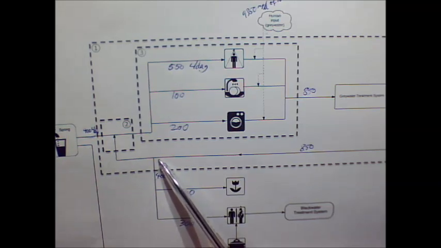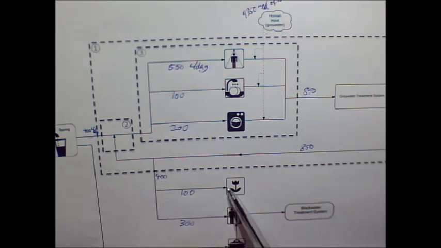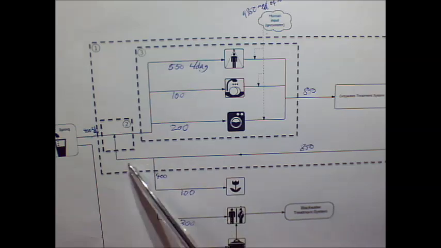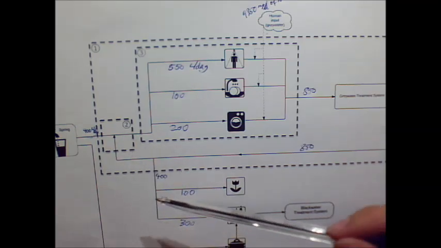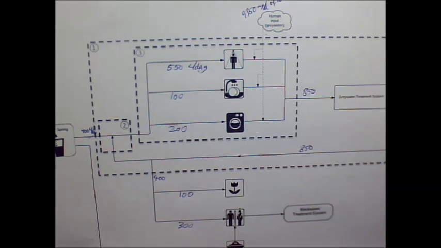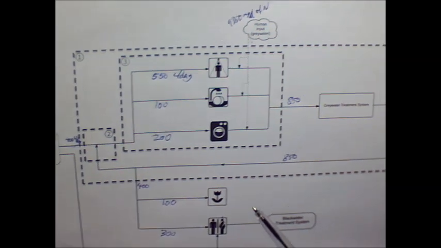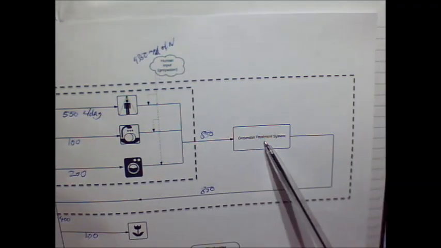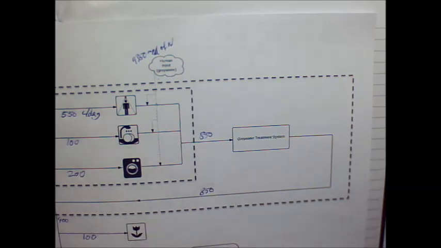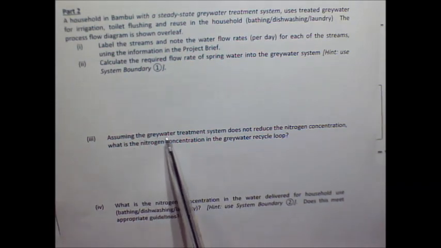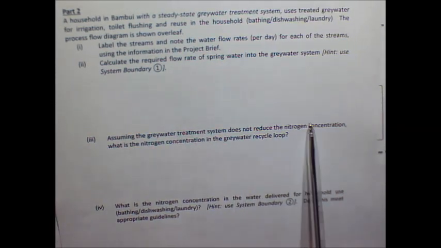but then the stream is split off in 2 directions. So some of the nitrogen in this stream is actually diverted into the garden and the toilet, and some of it is recycled back. So you do have some removal of nitrogen still going on in your system. We're just saying that there's no nitrogen being removed by the grey water treatment system in that question, which is what is meant by here. The grey water treatment system does not reduce nitrogen concentration.